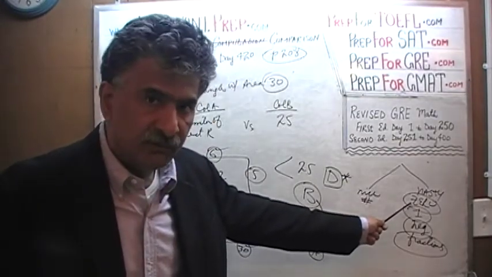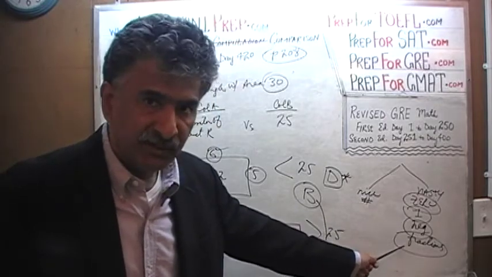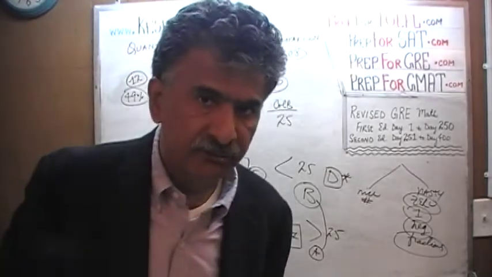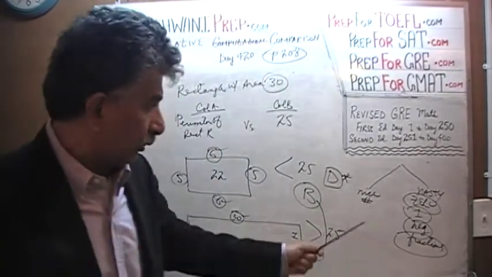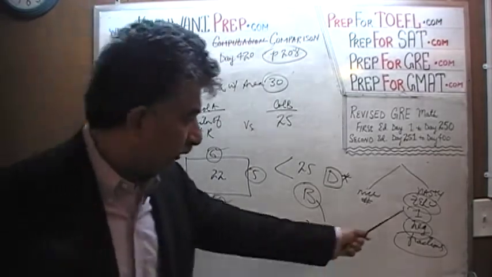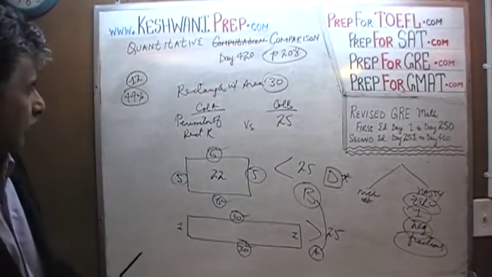Try 0 first. If 0 is not allowed, then 1, then the negative, and then the fractions. Don't mess with the fractions until the very end, when it is absolutely necessary, when there is no other choice. We couldn't try 0 because the length of a side can't equal 0, so we started with 1. Let's move on then.